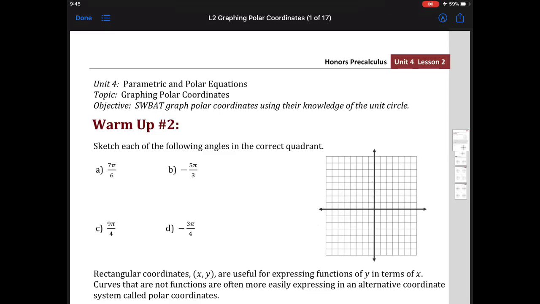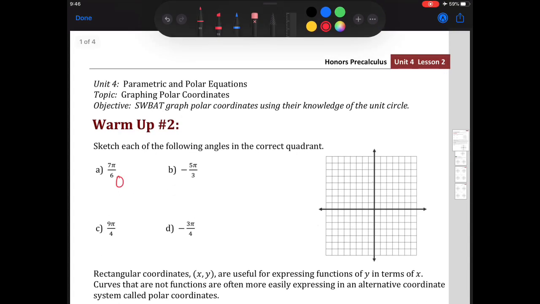Hey guys, welcome to Unit 4, Lesson 2. Our topic today is graphing polar coordinates. So try the warm-up on your own and pause the video. Okay, so the warm-up says sketch each of the following angles in the correct quadrant.